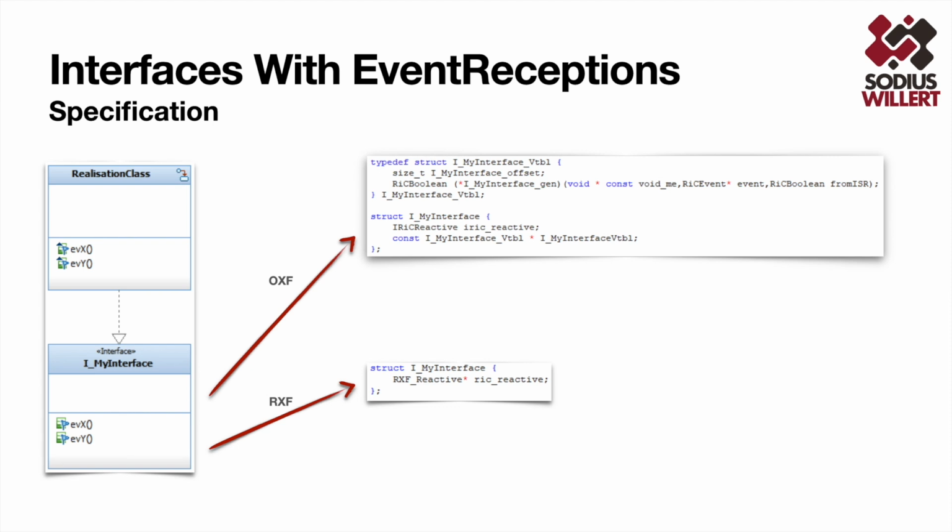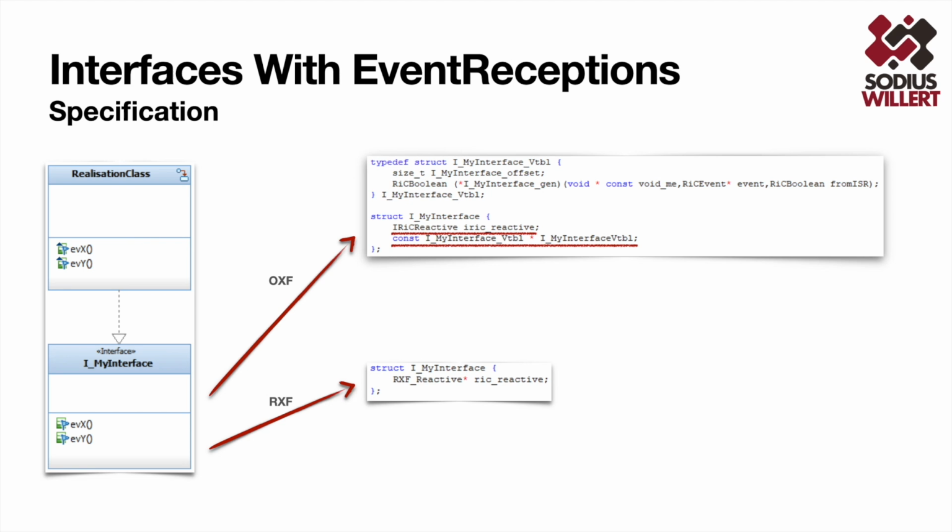Now let's look at the interfaces with the event receptions. In this example, an interface with event receptions only is presented, without operations. This is for a simplified demonstration. Operations and event receptions can of course be used together in an interface. Let us first go back to the specification.